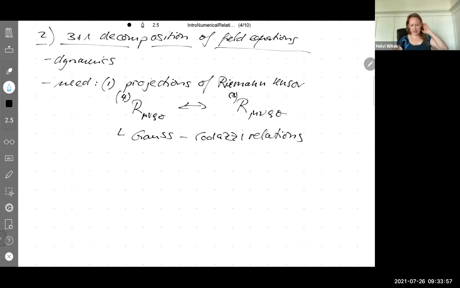What I mean by projections is what I gave you in the example for the vector: in every index we project out the quantities that are orthogonal to the hypersurface and those that are tangential to it. Once we have that for the Riemann tensor, we would do the same for the energy momentum tensor, if we want to look at space-times with matter fields.